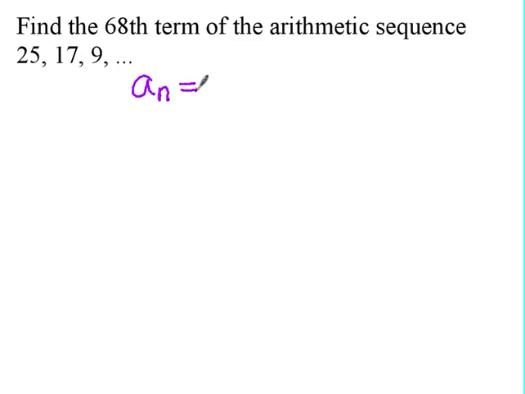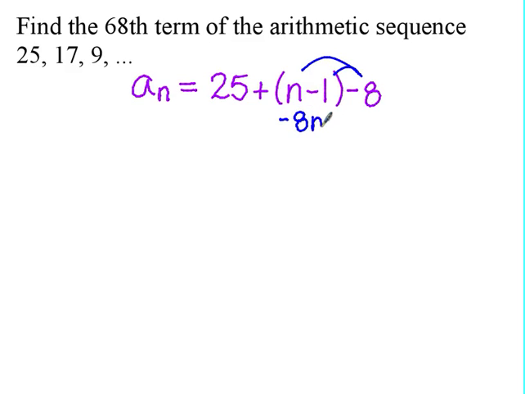A sub n equals, let's go, 25, yep, plus n minus 1 times negative 8. Okay, let's distribute the negative 8. So when I distribute the negative 8, what do I get? Negative 8n plus 8. So what do you end up getting now? 33 minus 8n. Good. So now to find the 68th term, I'm going to plug in 68 for n.